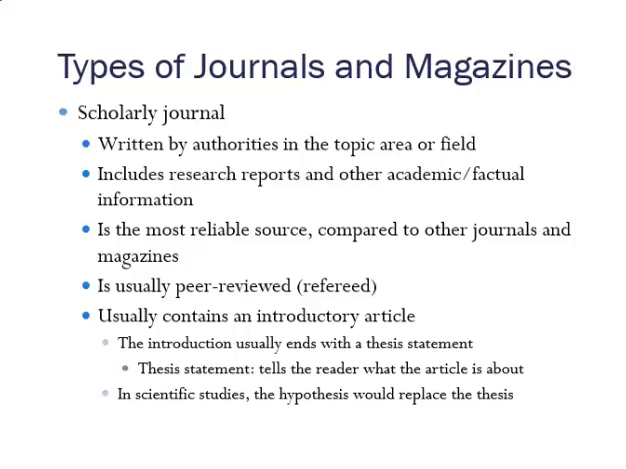It might be somebody in industry, it might be a professor, it might be somebody who's an expert in that particular field, and it includes research reports and other factual information. It's the most reliable source compared to other journals, magazines, things like that. The reason why, as we discussed earlier, is that it is usually peer-reviewed, which means other experts in the area will review it and make comments on it. If it comes out in a scholarly journal, other reviewers might make comments on it, whether good or bad. And if it's bad, it might fall into disrespect. It might not have the same academic standing.